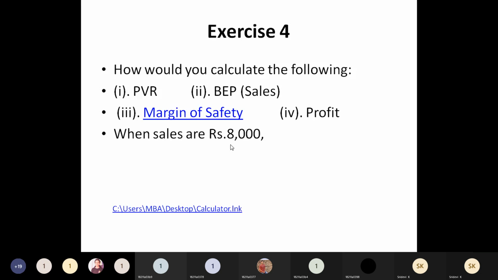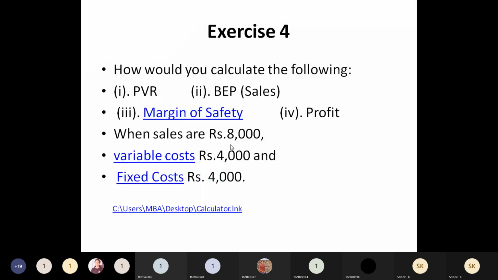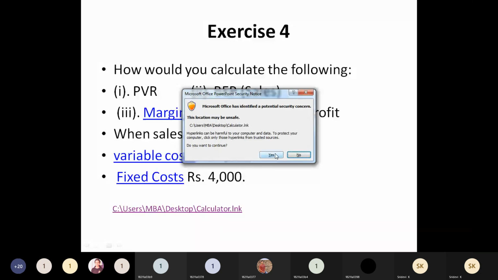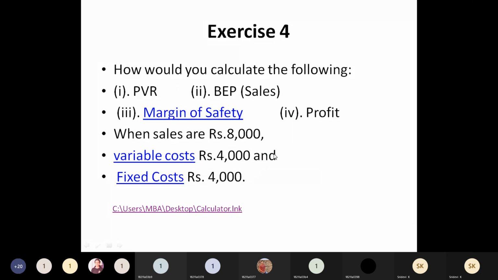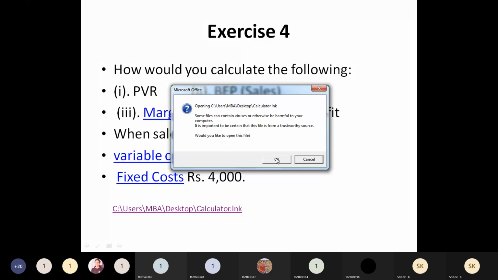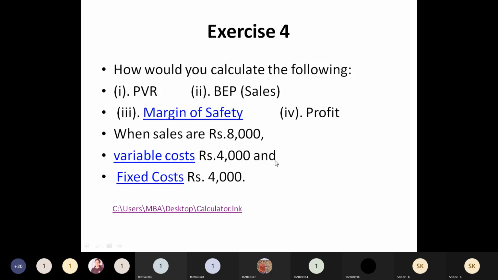Where sales are rupees 8,000, variable costs are rupees 4,000, fixed costs are 4,000. So this is the information which was given, and you are required to calculate the 4 elements. One is the profit volume ratio. Second one is the break-even point.